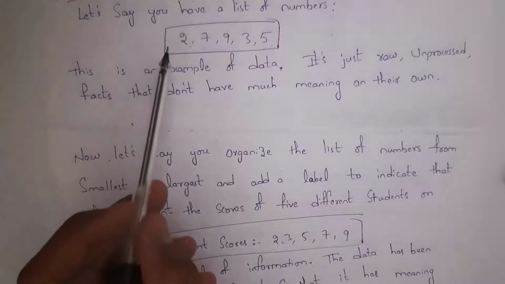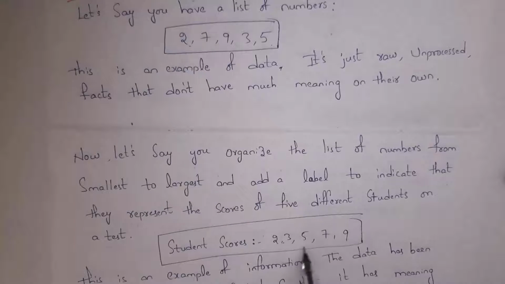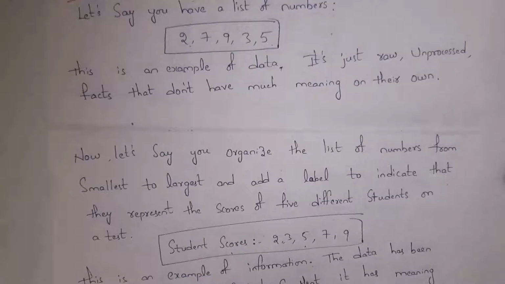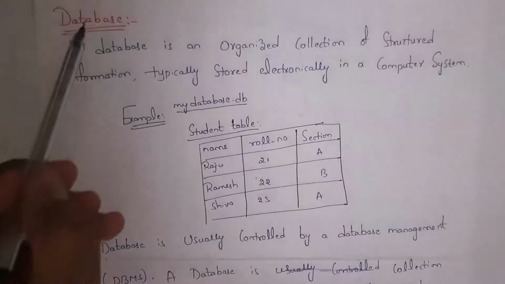Just in place of writing 27935, I will write here student scores 23579. Now we call it as information because it has meaning, like these numbers belong to student scores. So we call it as information. Information is nothing but processed data. Next, I will explain what is database.